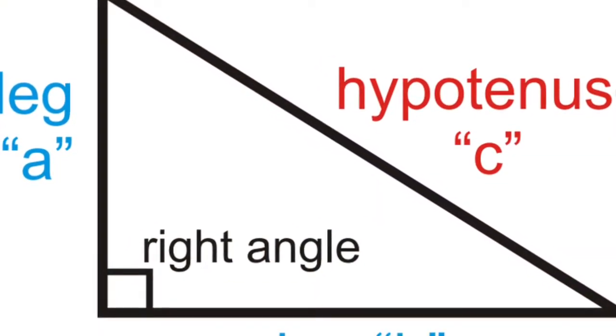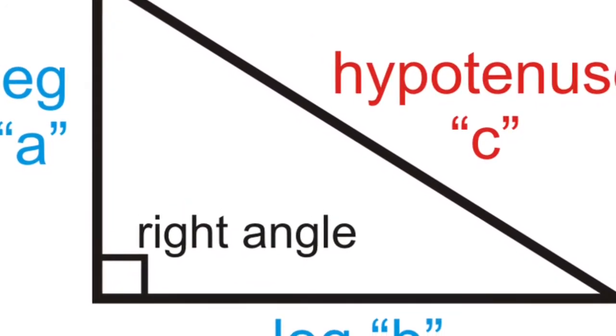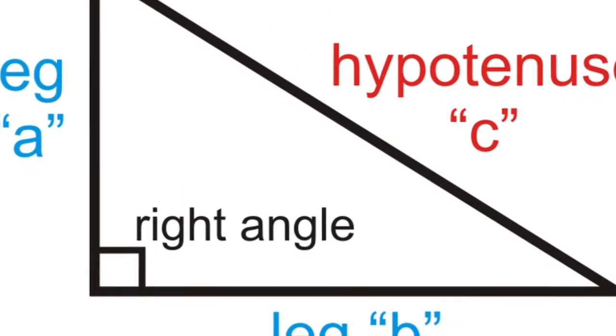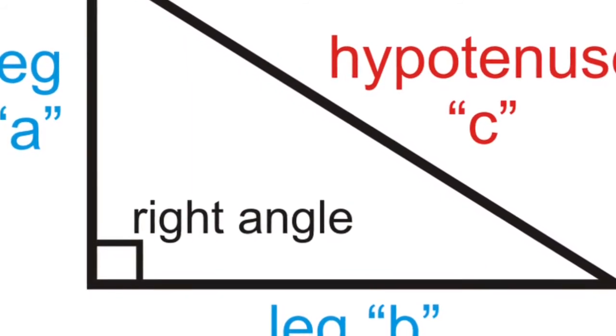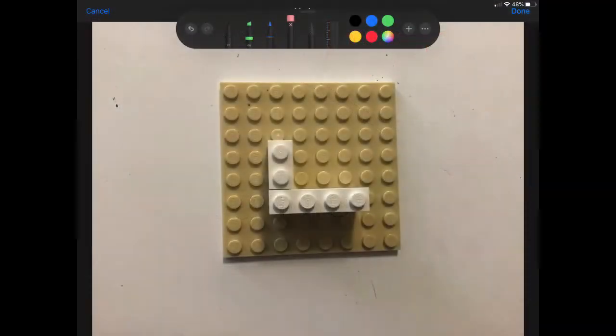The two sides that touch that angle we call legs. The side across from the right angle we call the hypotenuse. We use the Pythagorean Theorem to figure out how long the hypotenuse is. Here is a right angle. We can use the Pythagorean Theorem to figure out how long that third side would be.